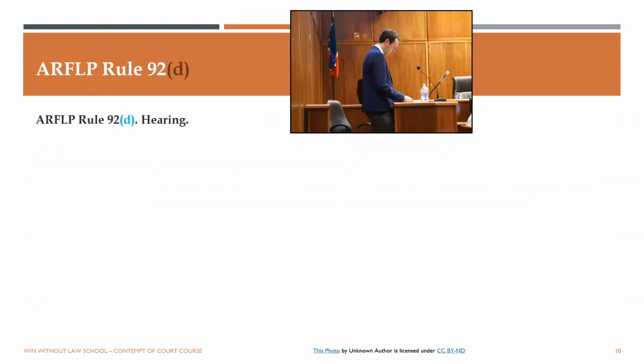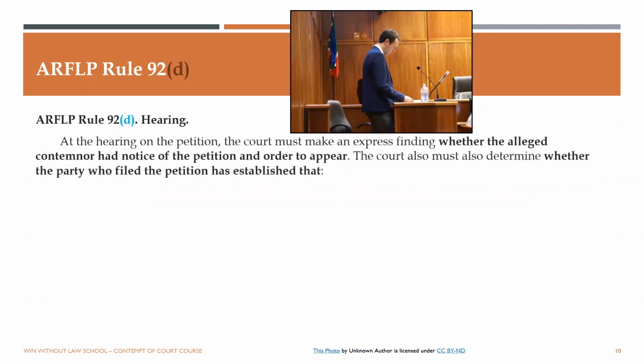All right, let's move on to subsection D. This talks about the hearing. At the hearing on the petition, the court must make an express finding whether the alleged contemptor had notice of the petition in order to appear. So the court first has to find that service was completed properly. Then the court must also determine whether the party who filed the petition has established that the court entered a prior order. So first you show that there was a prior order that the petitioning party is alleging is violated.